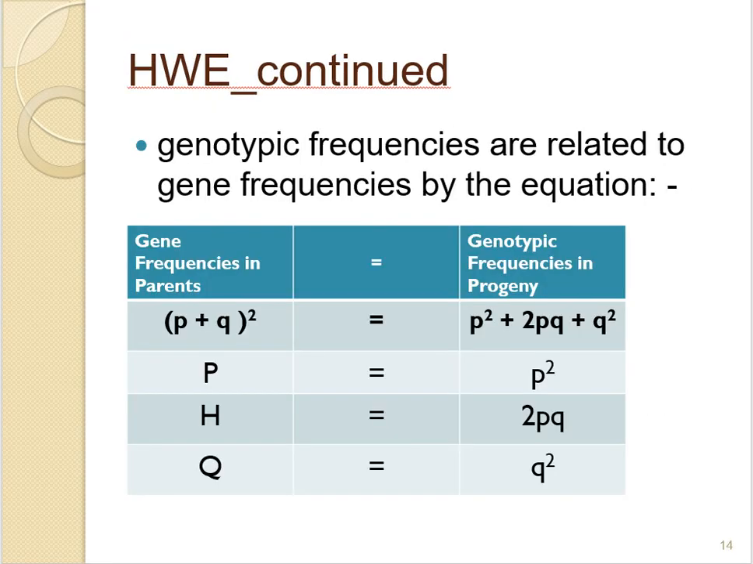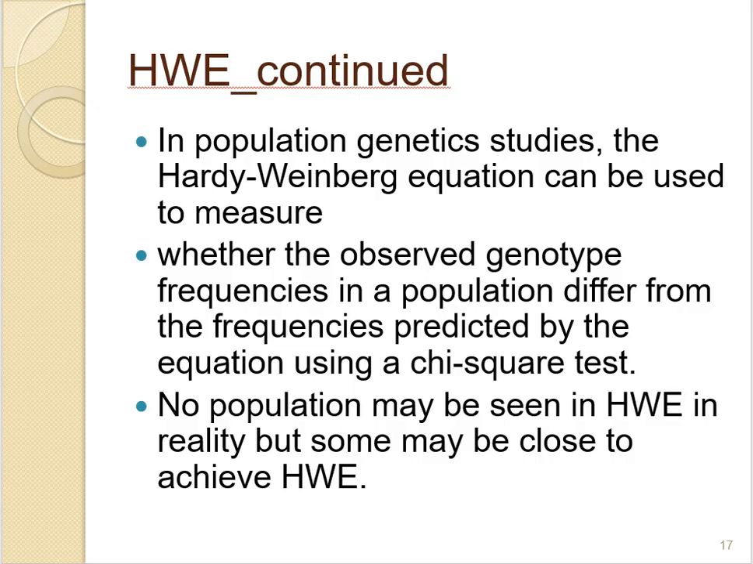Capital P is equal to small p squared, capital H is equal to 2pq, and capital Q is equal to small q squared. In population genetic studies, Hardy Weinberg equilibrium can be used to measure whether the observed genotype frequencies in a population differ from the frequencies predicted by the Hardy Weinberg equation, and usually we use a chi-square test to measure it. No population may be seen in Hardy Weinberg equilibrium in reality, but some may be close to achieving Hardy Weinberg equilibrium.